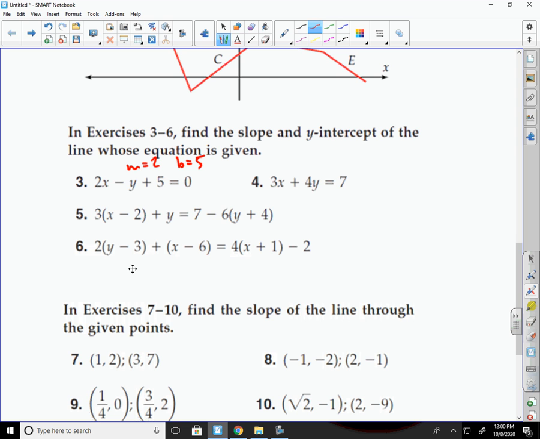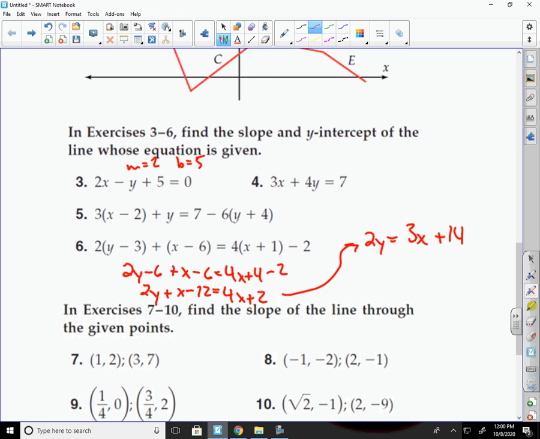Number 6. 2y minus 6. I just distributed my 2. Plus x minus 6 equals 4x plus 4 minus 2. Just simplify now. 2y plus x minus 12 equals 4x plus 2. Get the y by itself. Means I'm going to subtract this x over and add the 12 over. That's going to give me 2y equals 3x plus 14. Divide by 2, y equals 3/2 x plus 7. This is our slope. This is our y-intercept.